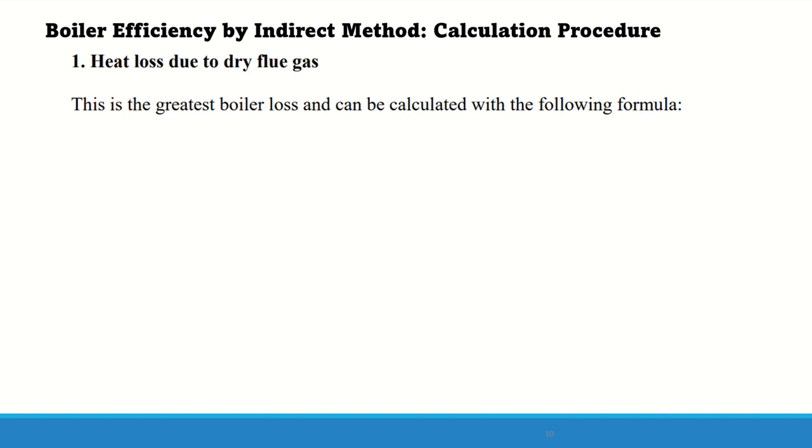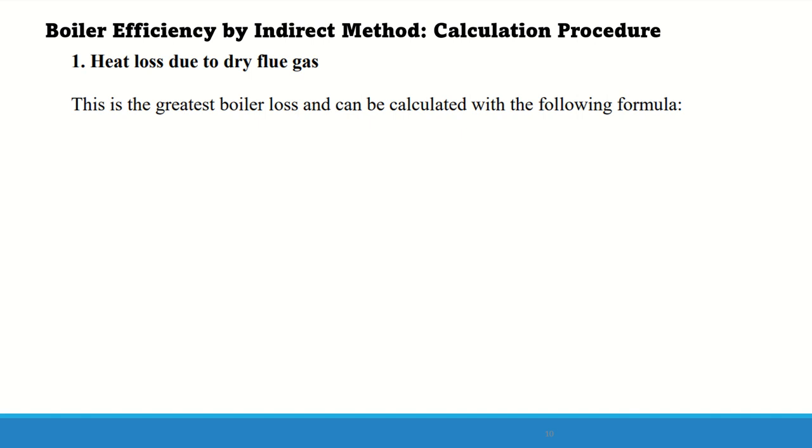This is the greatest boiler loss and can be calculated with the following formula. The chimney has the greatest energy loss because when the fuel is fired, a certain amount of heat is absorbed by the water and converted to steam. Then the remaining exhaust gas is passed to the atmosphere through the chimney, which carries a very high amount of potential heat, and we cannot use that potential heat.